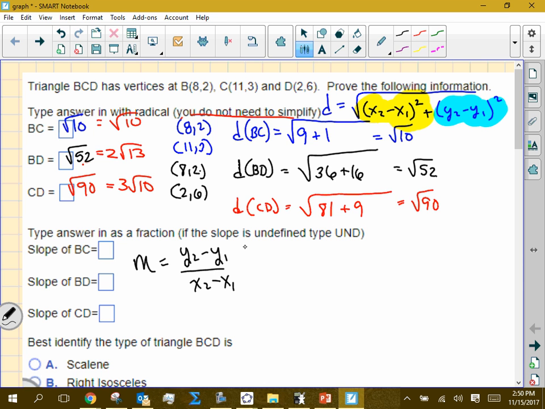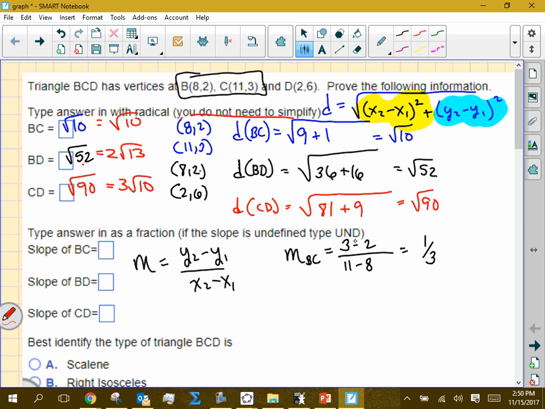Now, all you've got to do is find the slope of BC. So slope of BC, I use subscripts to remind myself what that slope is referring to. But I'm going to look at B and C. Okay, so it says subtract your y's. So I'm going to go 3 minus 2. And then I'm going to subtract my x's. So I go 11 minus 8. Do that work, I get 1/3, right?